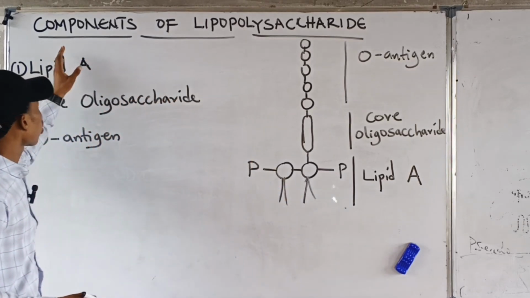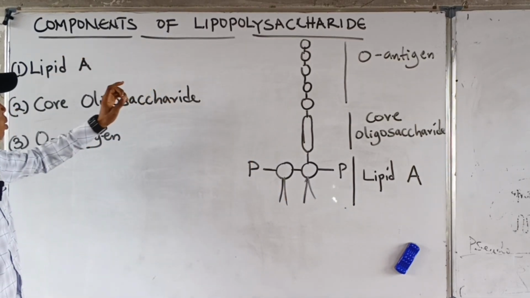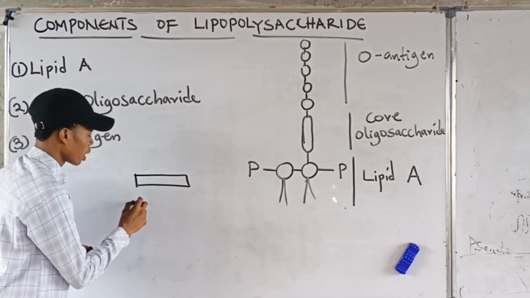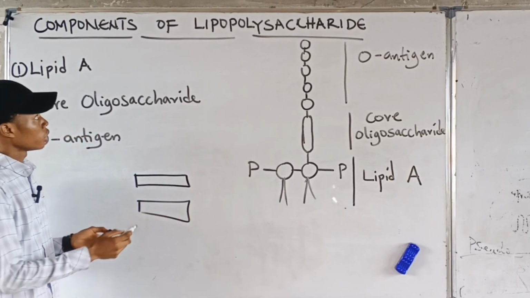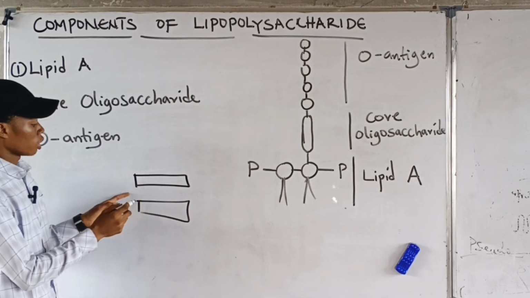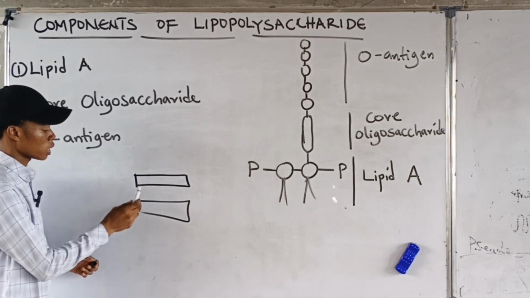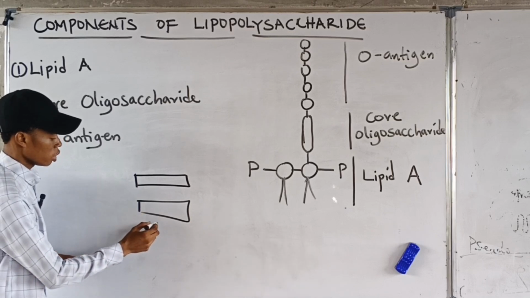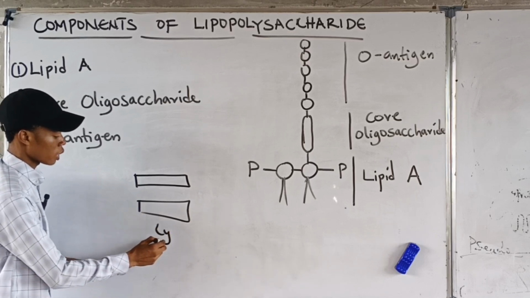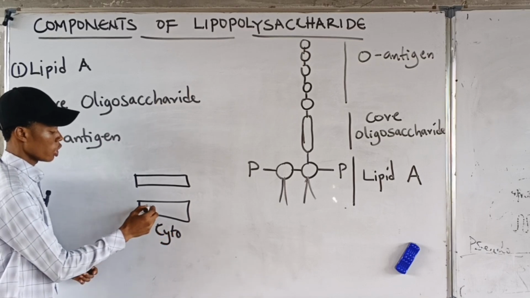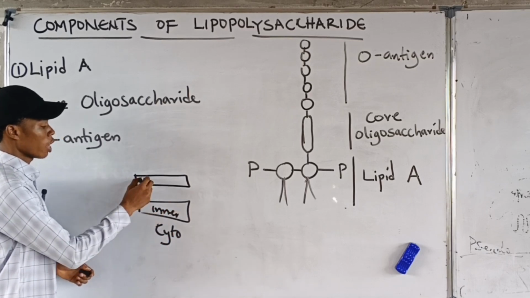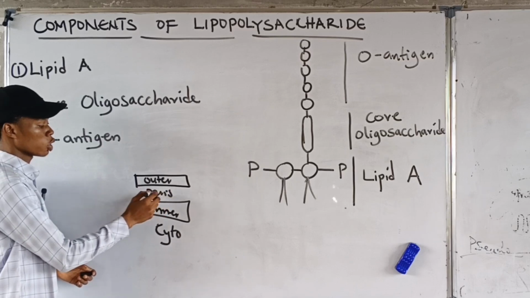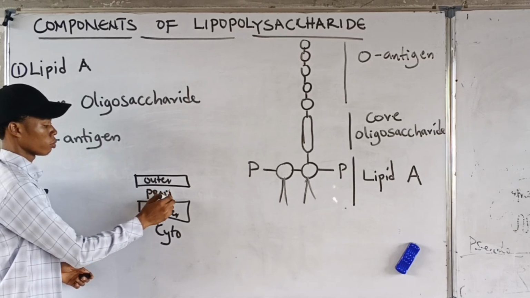Now, the components of the lipopolysaccharide are found in this outer membrane. This is how the cell wall of gram-negative bacteria is. Here we have the cytoplasm. Here we have the inner membrane. Here we have the outer membrane. And here we have the periplasmic space, or you call it periplasm.